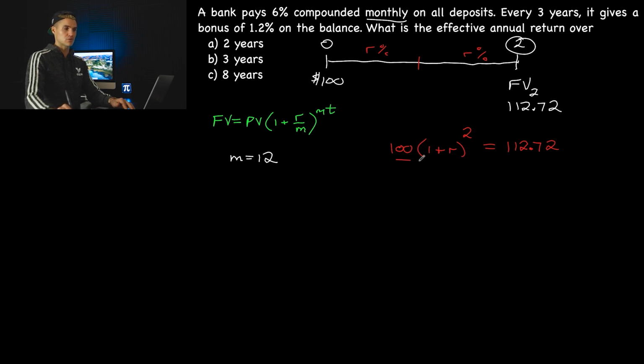So what we would do at this point is divide both sides by 100, and so we'll have 1 plus R to the power of 2 is equal to 1.1272.